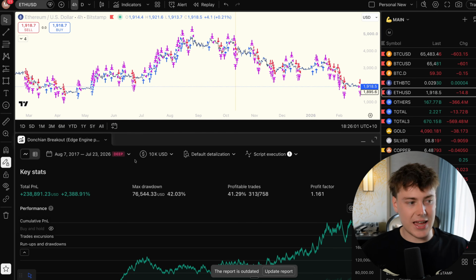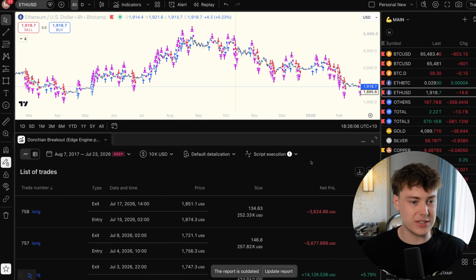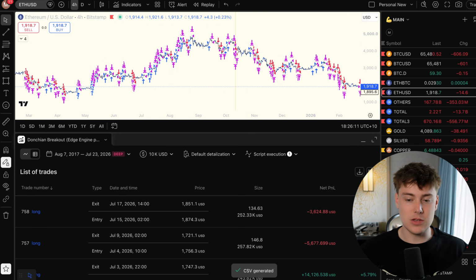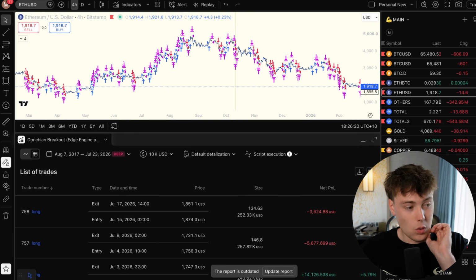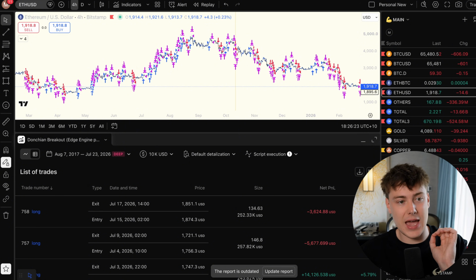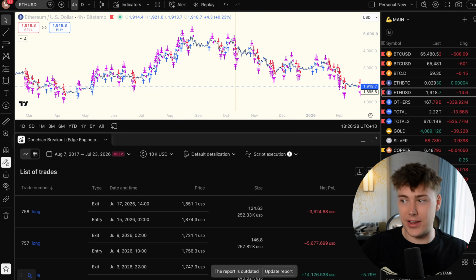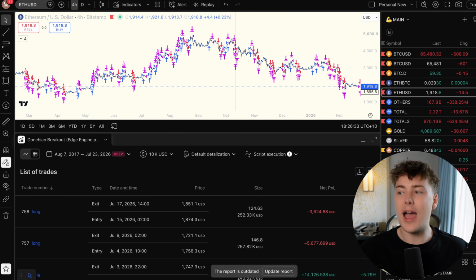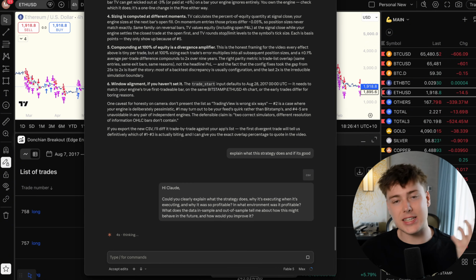Now we actually want to understand what a strategy does. We know this is an outlier strategy, but why is it? If you click on this icon here and then click download, you can download the entire CSV, paste it into Claude, and ask: could you clearly explain what the strategy does, why it's executing when it's executing, why it was so profitable, in what environment it was profitable, what the in-sample and out-of-sample data tell me about how this might behave in the future, and how you would improve it? Because as I said before, the goal is understanding how these things actually work in practice.